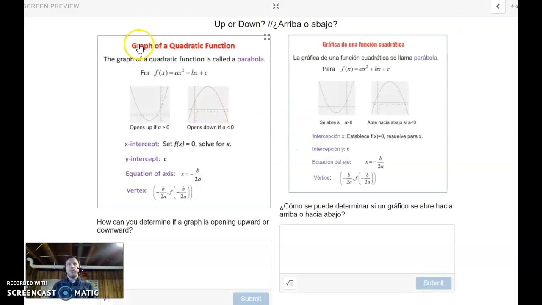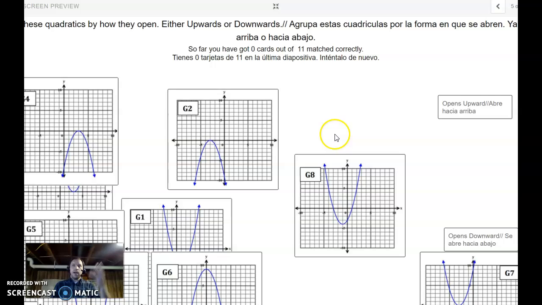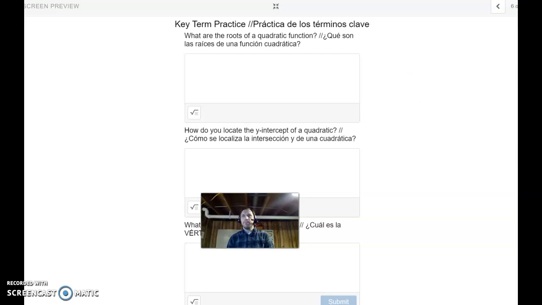So remind yourself, how do you know if a graph is opening up or down? Remember, it's this a value. Is it positive or negative? And so I want you to go ahead and match these with what's opening up and what's opening down. Once you get all these set up, you should get this sign that says, great work, you got them all right, and you can move on.